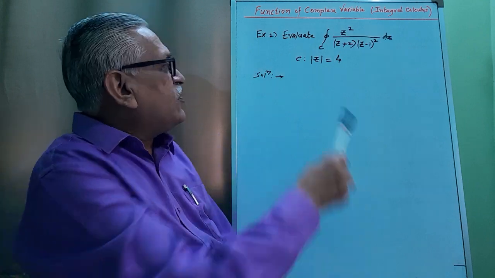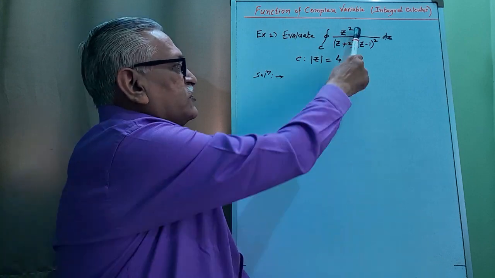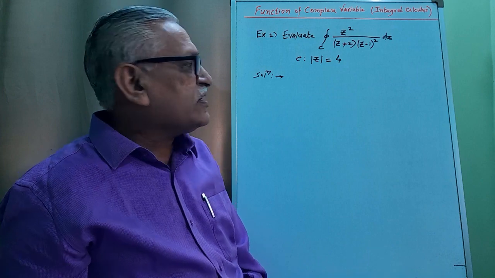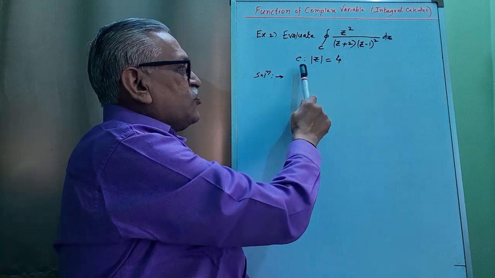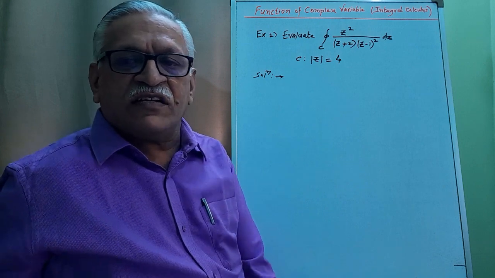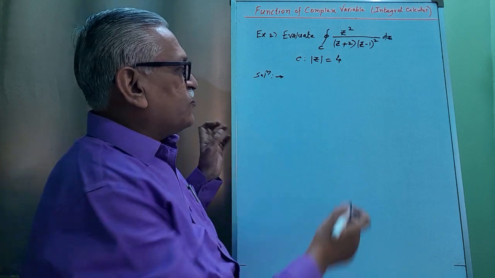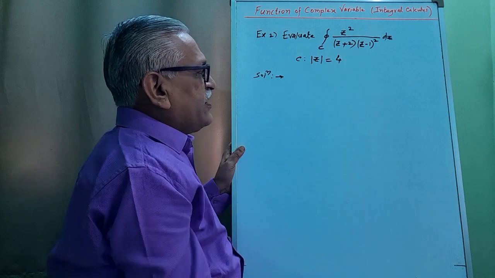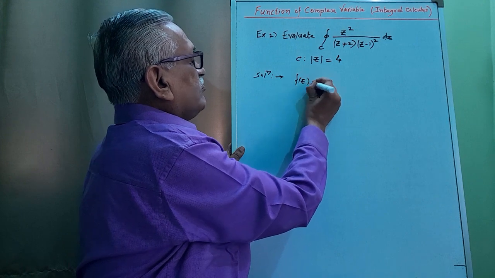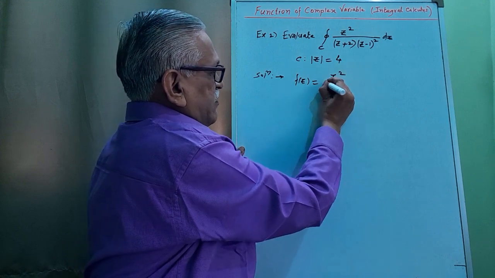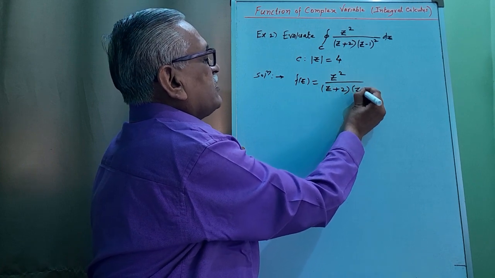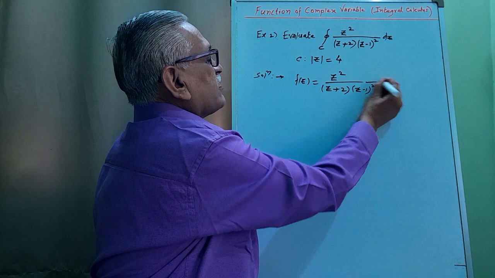Second example, evaluate the contour integral of z square divided by (z plus 2) multiplied by (z minus 1) whole square, and its integration with respect to z over the curve C, mod z equals 4. Standard circle, center at origin, radius 4. And therefore, to evaluate it, the given function f of z is z square divided by (z plus 2) multiplied by (z minus 1) whole square.